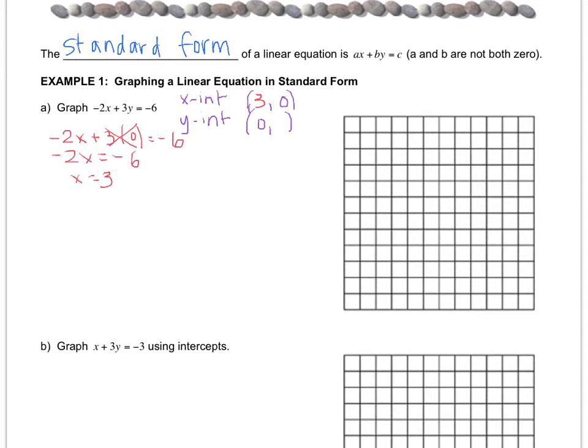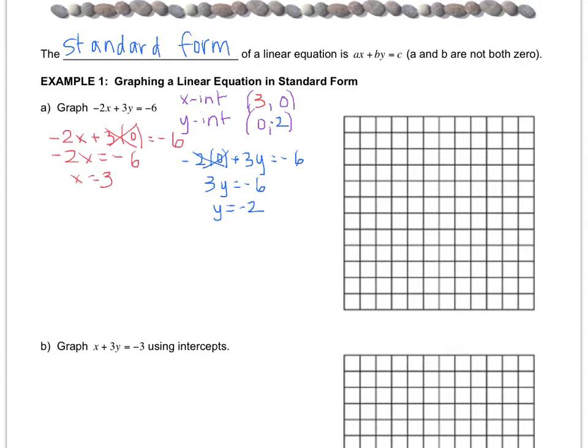Now in order to graph a line, you need at least 2 points, so let's do that all over again, but now I'm going to plug in a 0 into the x value. So negative 2 times 0 plus 3y equals negative 6. And again, the beauty of using this method is that this term cancels out, and you just have 3y equals negative 6, and so y equals negative 2. So the y-intercept is (0, -2).